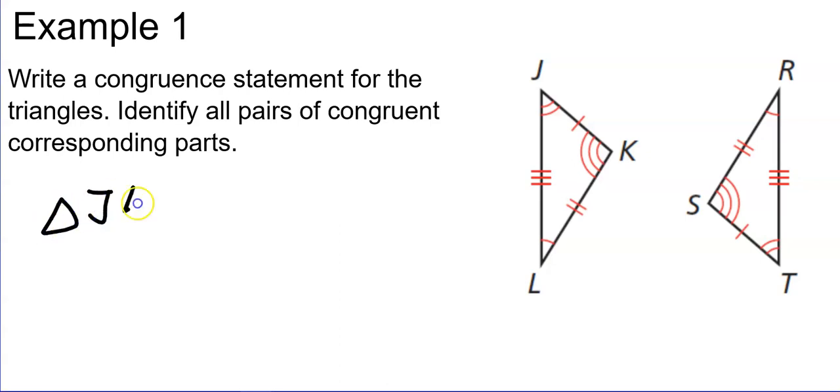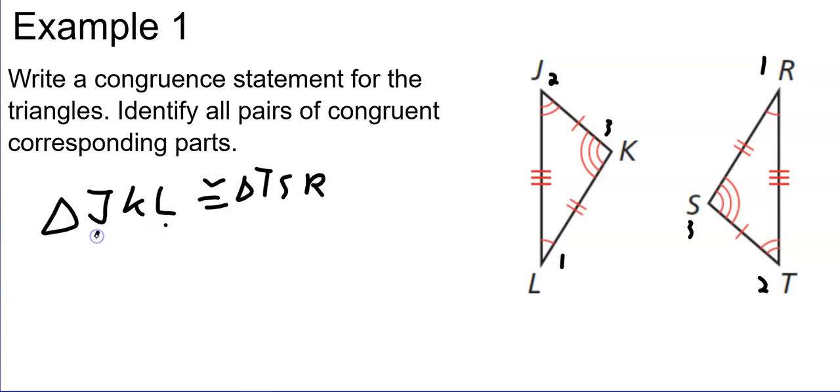So triangle JKL. But then what you need to look at is J has 2 marks, K has 3, and L has 1. So we need to go in the same order on the other triangle. So 2, 3, 1. So 2, 3, 1. TSR. If you wanted to go in order numerically, you might say LJK. And then over here it'd be RTS. Well, look at that. LJK, RTS. They correspond.